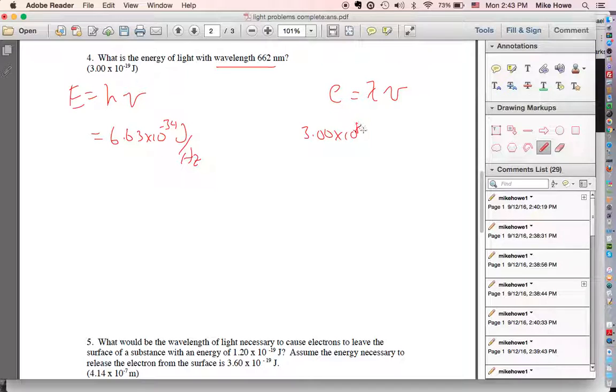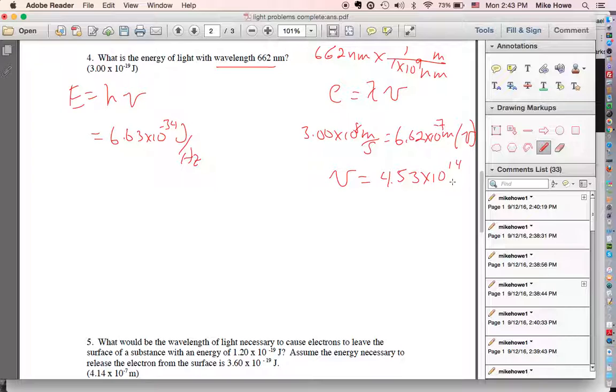3.00 times 10 to the 8th meters per second is equal to 6.62 times 10 to the negative 7th meters times nu. Now you notice I got this number by doing this math in my head. So I had 662 nanometers, nanometers bottom, meters top, 1 times 10 to the 9th. So I divided that out and I got that number. Okay, so if you do that, then the frequency, on the calculator, comes out to be 4.53 times 10 to the 14th.